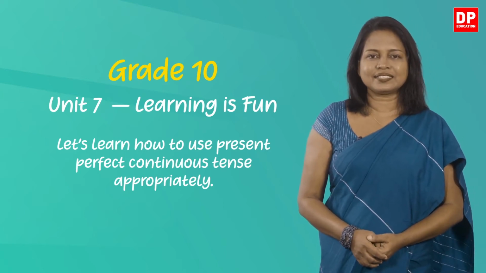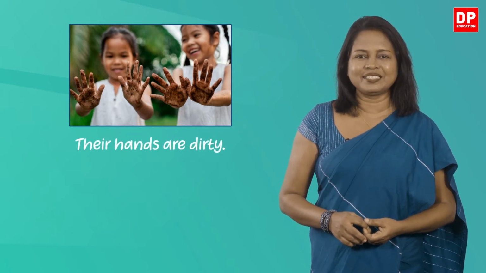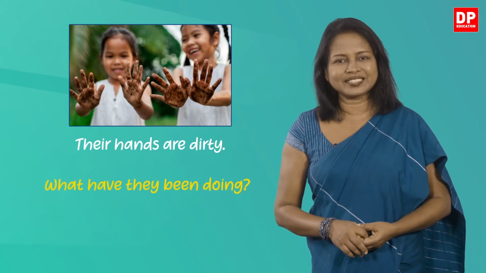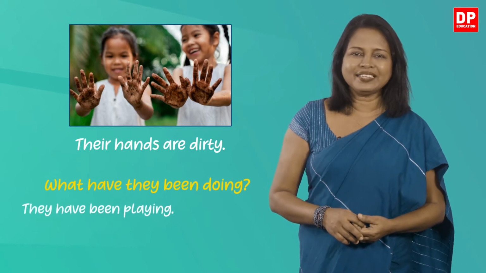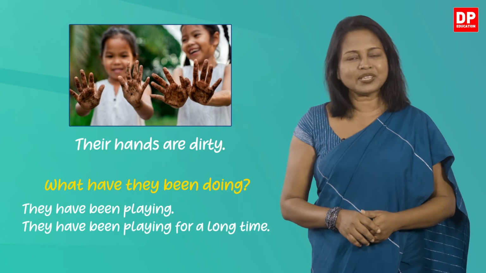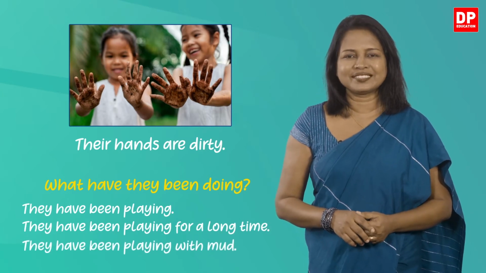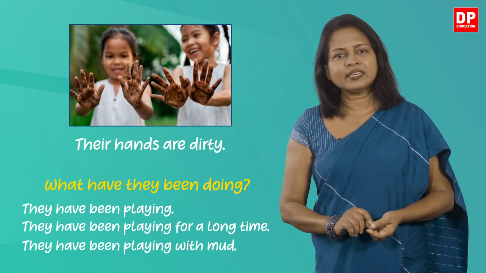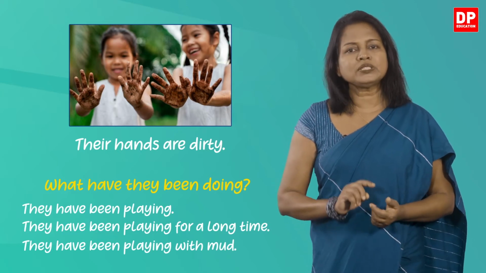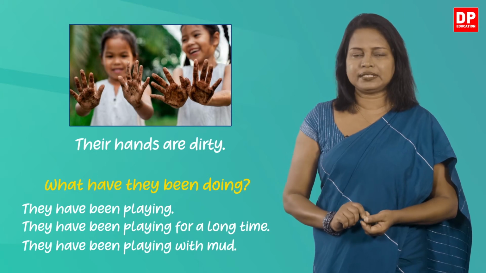Let's start the lesson. Children, look at this picture. There are two children here. What can you say about their hands? Their hands are dirty. What have they been doing? They have been playing. They have been playing for a long time. They have been playing with mud. When we say they have been playing, we are using present perfect continuous tense.